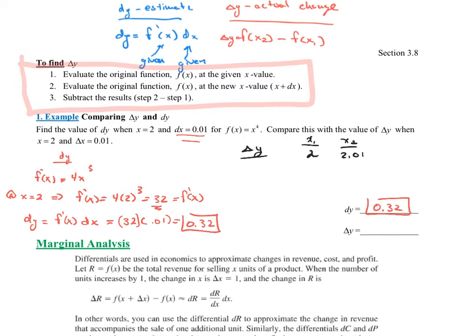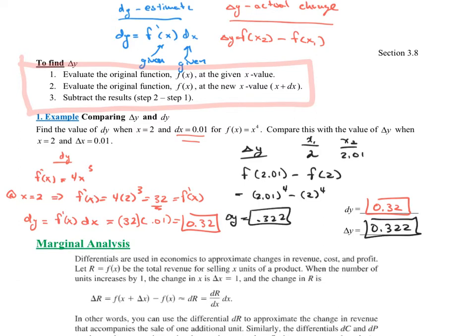So what do we do to find our change in y? Well, we're going to plug in those two values. So we're going to find f of 2.01, and we're going to subtract from that f of 2. Let's go ahead and plug that into the original function, not the derivative. So that'd be 2.01 raised to the fourth power minus 2 raised to the fourth power. Put that into your calculator, and I'm getting the actual change in y is 0.322. Notice it is extremely close to the estimated change in y.